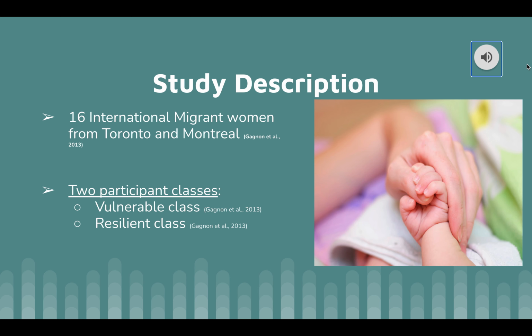So for this study, 16 international migrant women living in Toronto or Montreal that had been identified as having a high psychosocial risk profile from a previous study were enlisted as participants. The enlisted participants were classified as vulnerable or resilient based on mental health indicators.